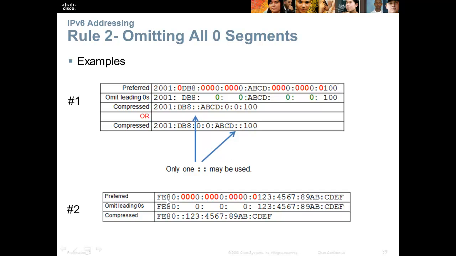Here's another example here. We have FE80, 0000, 0000, 0000, 0123, 456, 89AB, CD, EF. We can omit the leading zeros if we wish to shorten it, and then we can compress it by taking away those consecutive zeros one time with a double colon. So here we replace 12 zeros by adding the double colon in there.